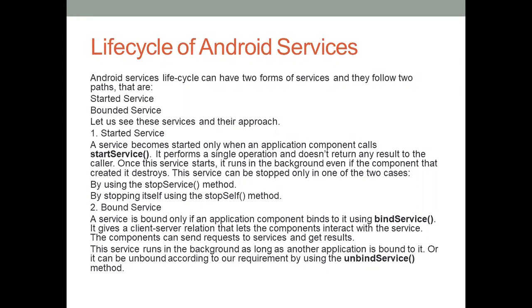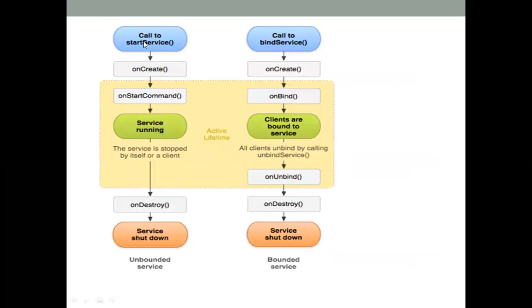Okay, so this is the bounded service, this is the unbounded service. You can see this is just a pictorial representation: we will call start service and it will call the onCreate method for that particular activity, and we have onStartCommand over here. By using this onStartCommand, the service will start running. The service is stopped by itself or by a client. So automatically, if the service has been completed, it will get stopped, or it will be stopped by a particular client. When it gets stopped, the onDestroy method will be called, and finally the service will shut down. So this is the case of unbound.